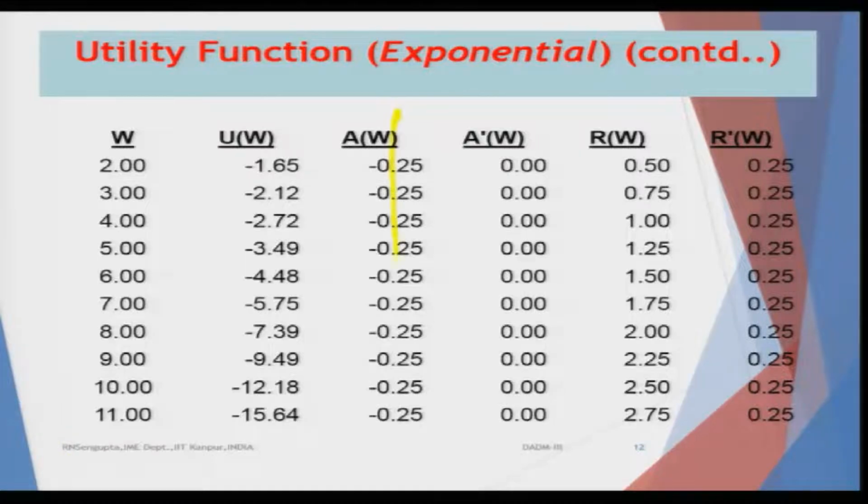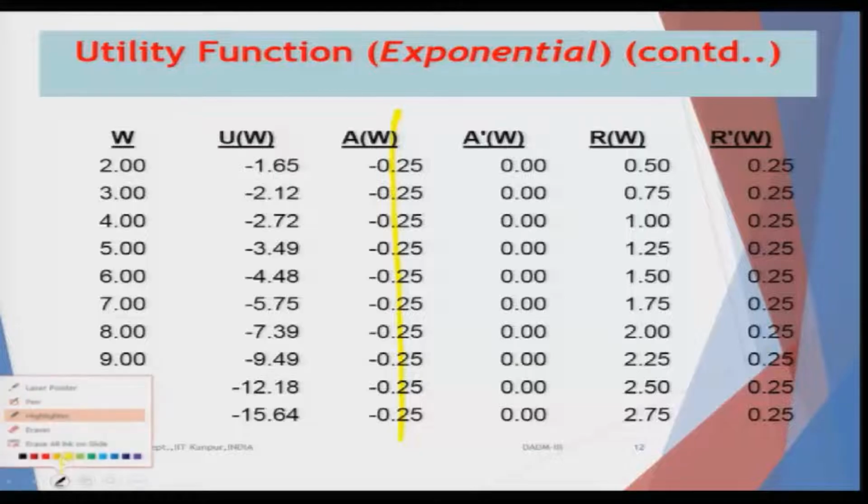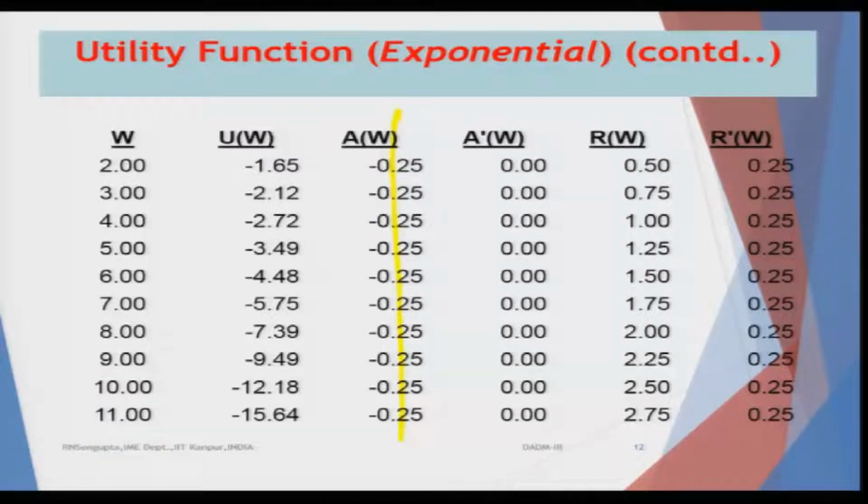So, this is A, this is the value of R. Now, remember here, very interesting, the A values come out to be constant. So, it immediately points to the fact that when I want to find the first derivative of A, which is A prime, the absolute risk aversion property, it will come out to be 0, which matches with the theoretical point which you have just discussed. So, A prime is 0.